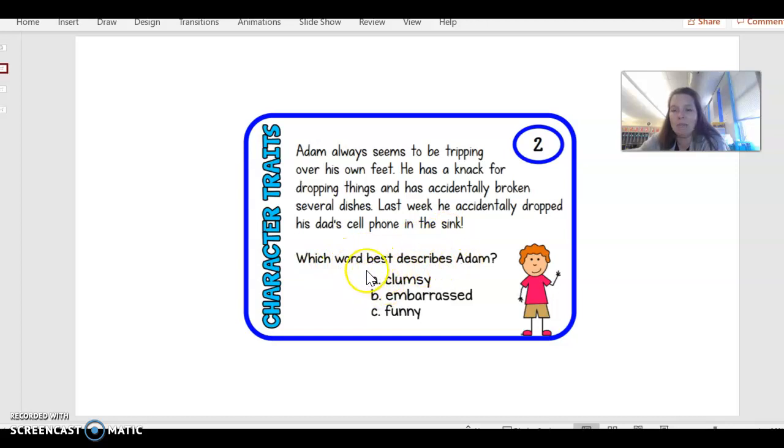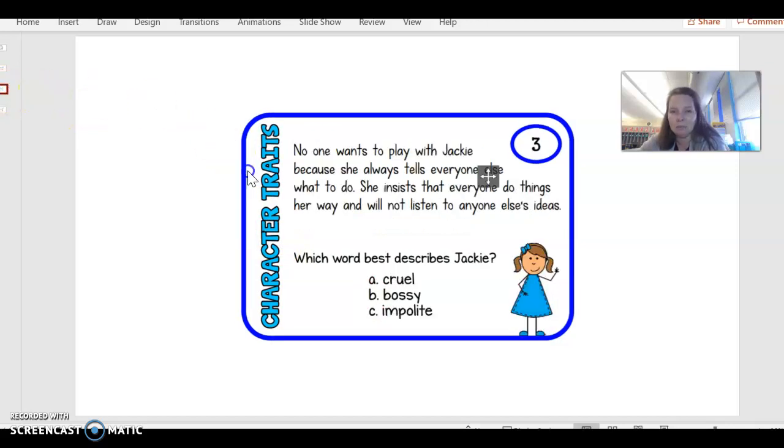Is he clumsy? Is he embarrassed? Or is he funny? So I see that he's dropping a lot of things. He's tripping. So I wouldn't say he's funny. That would be a no. Okay. He maybe was embarrassed when he fell and broke his dad's phone, but I think the best choice would be that he is clumsy. That means somebody who doesn't have very good balance, okay, who is always dropping things.